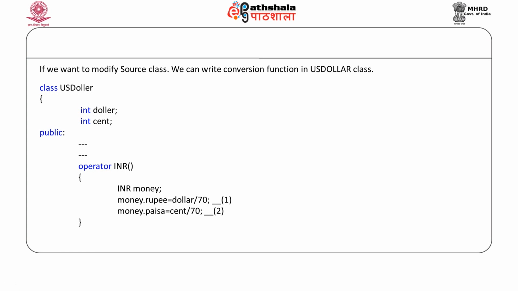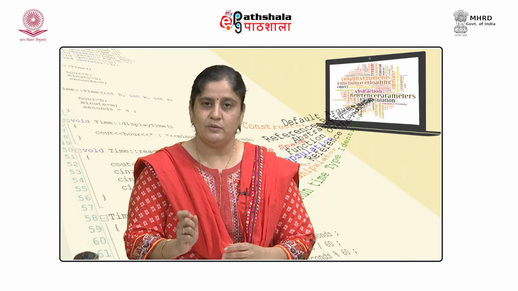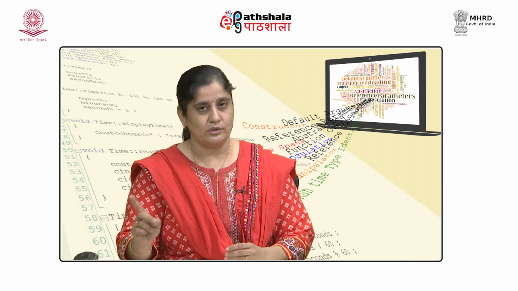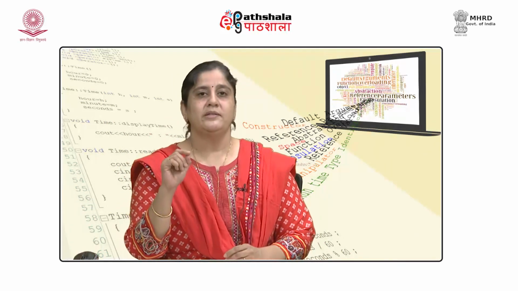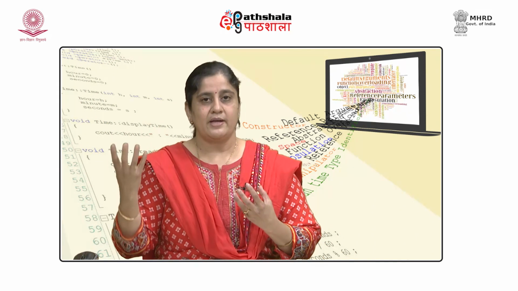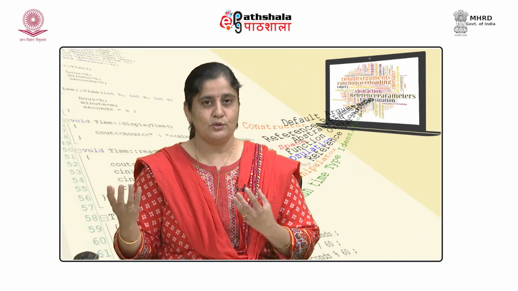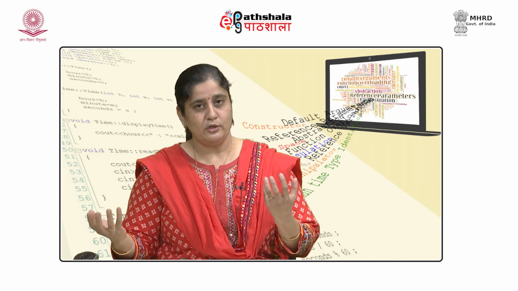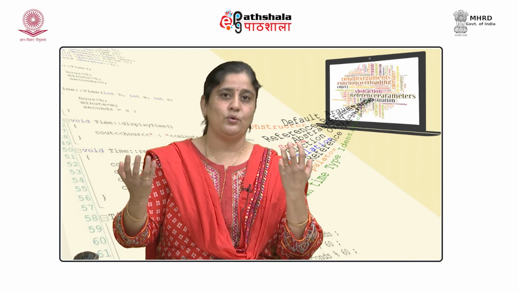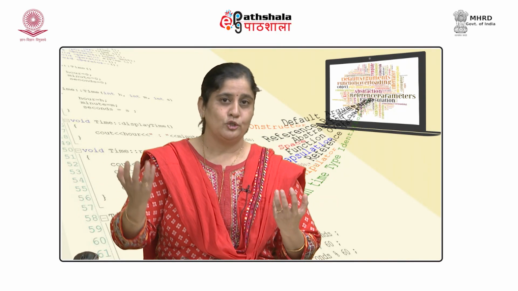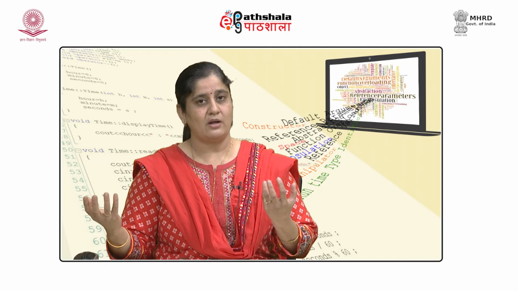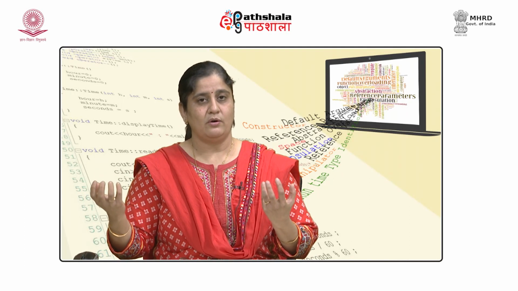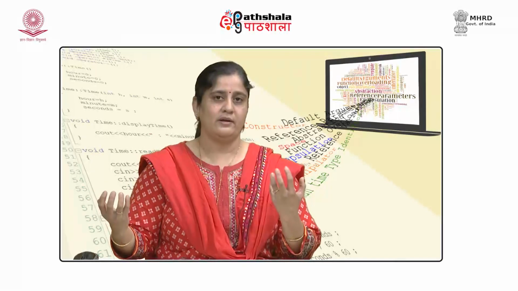But let us say we do not want to modify the destination class. It is also possible for us to achieve the same assignment, that is my money is equal to your money, by modifying the source class. So, which is the source class here? The source class here is the US dollar, because we are assigning your money, which is an object of the US dollar class, to my money, which is an object of the INR class. So, the US dollar class is the source class, and INR is the destination one.